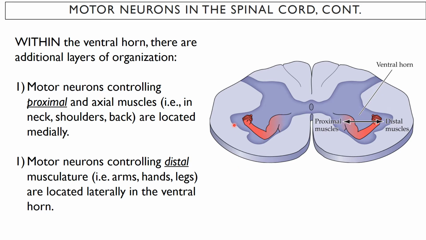So this is true for the arms. This is also true for the legs. That's where you're going to primarily find this kind of organization within the spinal cord, since those are the two areas of the spinal cord where you're going to find the most complexity of muscle control.